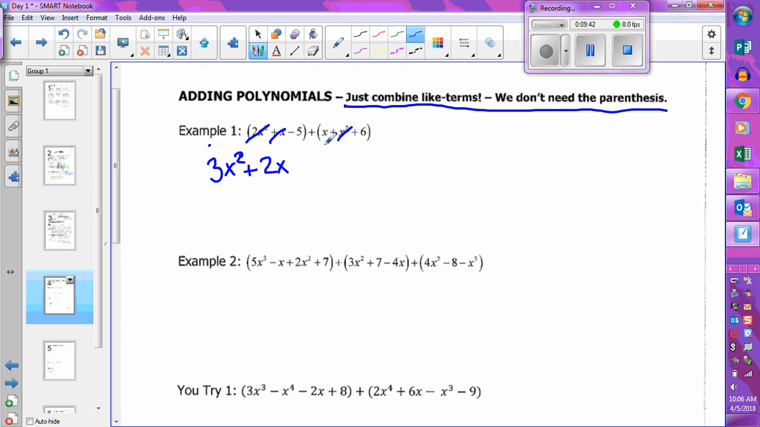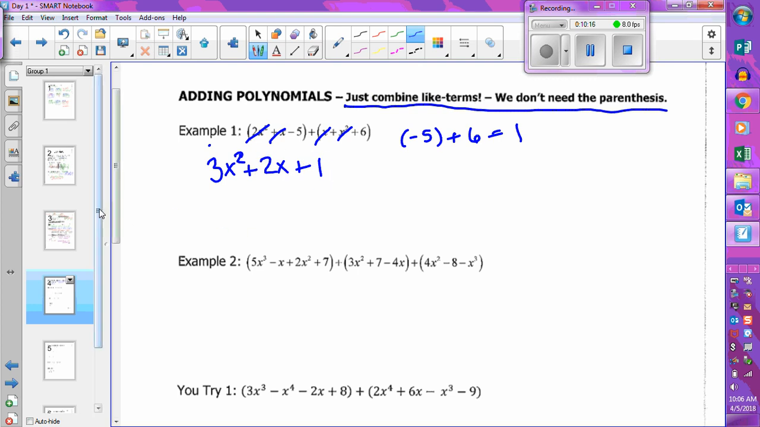So I use those already. I'm going to cross those out. Now we're going to combine a negative 5 and a positive 6. If you want to, put it in your calculator. So when you put it in your calculator, you're going to do parentheses and negative 5 plus 6, and that should give you 1. So we're going to add a 1 here. So altogether, when we're adding the polynomials, we have 3x to the second degree plus 2x plus 1.